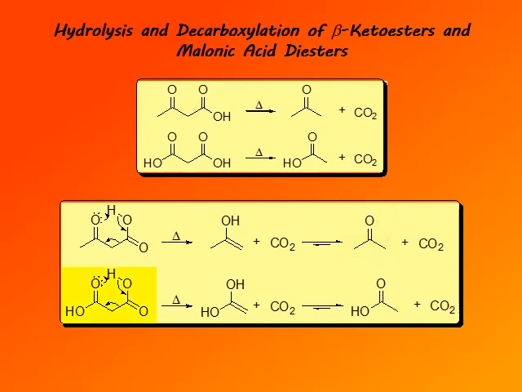The same mechanism operates with malonic acid. Again, the same pattern of bond formation and bond breaking occurs. It's a concerted pericyclic reaction, and upon heating, the products are the enol form of acetic acid and a molecule of carbon dioxide. The enol form of acetic acid is unstable and tautomerizes into acetic acid.